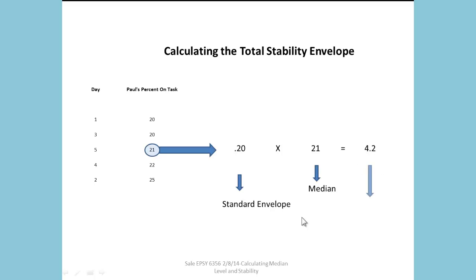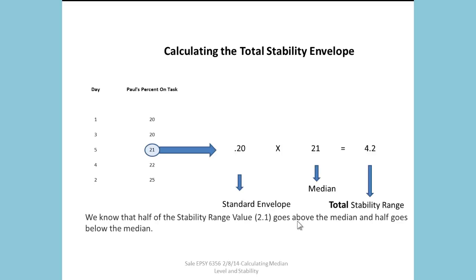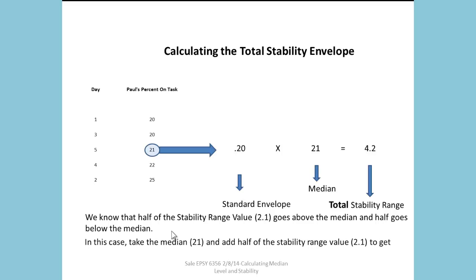Now, we know that half of the stability range value is 2.1 because that's half of 4.2. So half of it goes above the median line and half of it goes below the median. Notice that I haven't even had to go to my graph yet. I can do all of this arithmetically. In this case, you take the median of 21, you add half the stability to get the upper level, so 21 plus 2.1 is 23.1, and to get the lower level, you subtract from the median, and that ends up being 18.9.